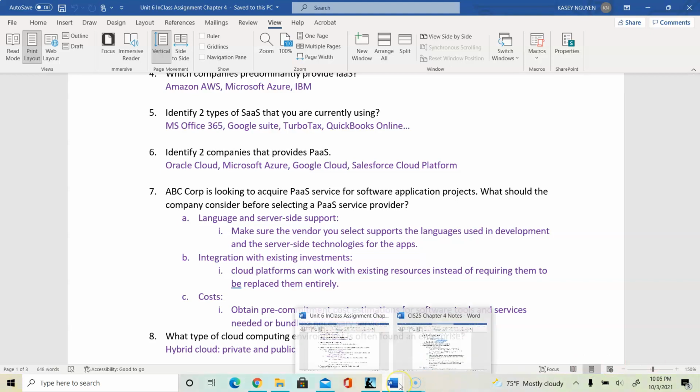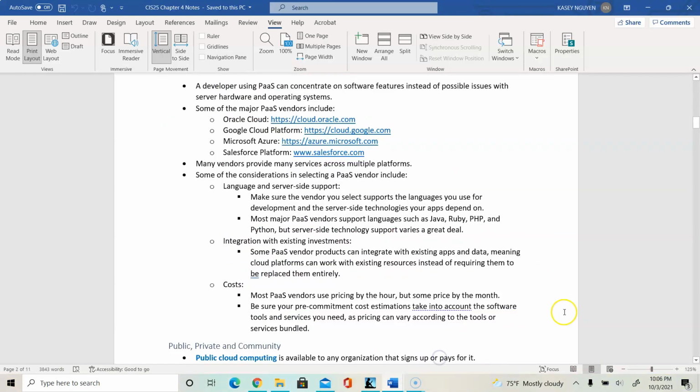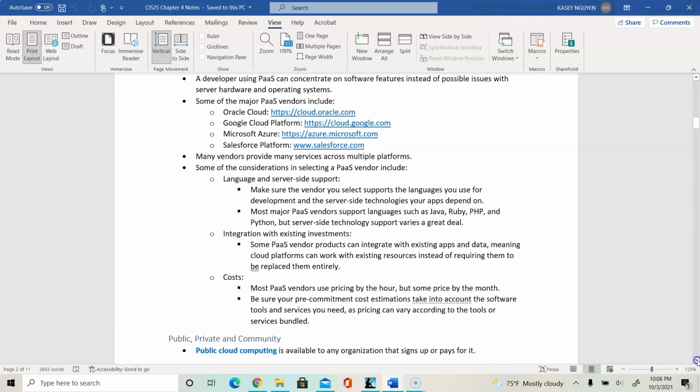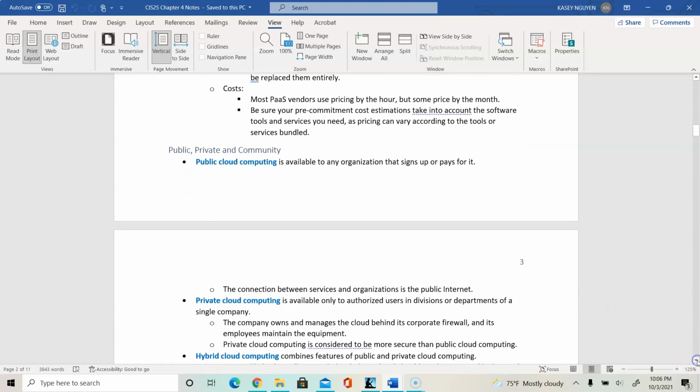Now in the next part, it goes into different types of cloud. So we have public cloud computing, which is available to any organization and anyone, and an individual can sign up, or sometimes have to be paying for the extra service, but it is available to everyone.